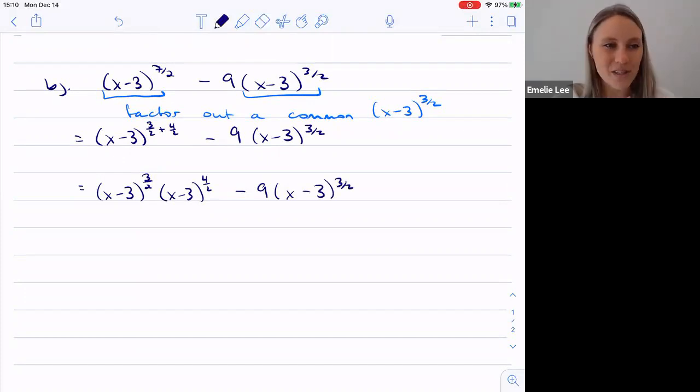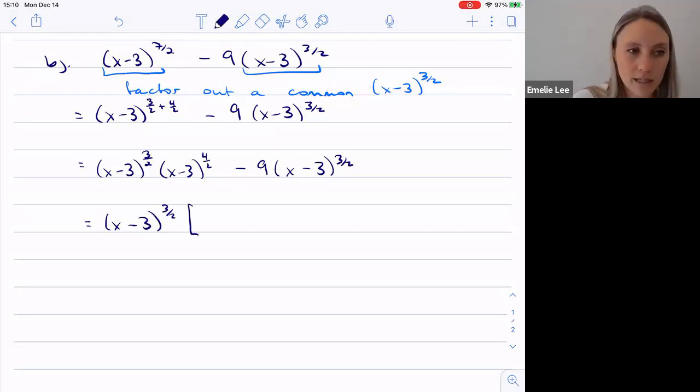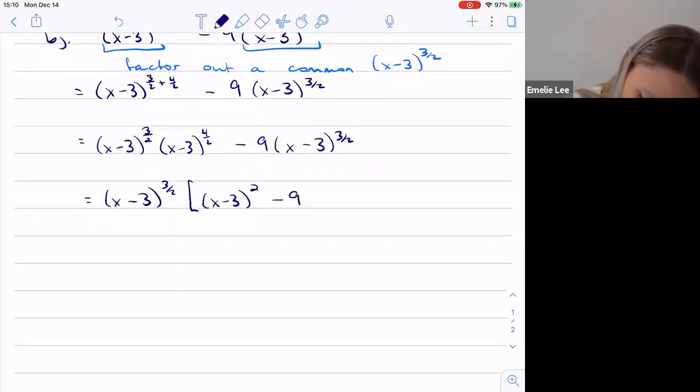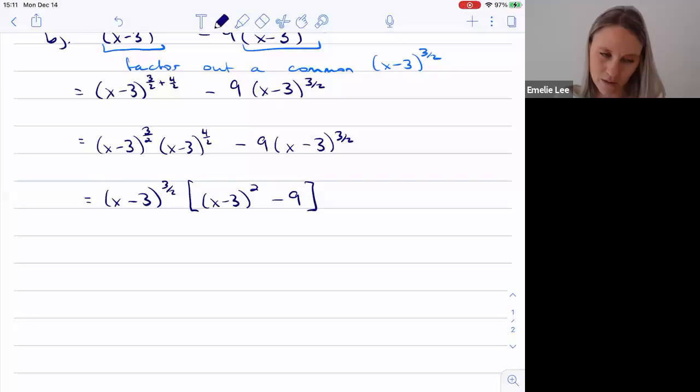Okay. So now I can pull out a common x minus 3 to the 3/2 outside, right? Because I've pulled it out from both of these terms. So this becomes x minus 3 to the 3 over 2, and then I'll put in big brackets, x minus 3, and now I'll write squared. 4 over 2 is just the power of 2, and then minus 9, right? Because I've already pulled out this x minus 3 to the 3 over 2. But don't forget that minus 9. That's a pretty common mistake that people make, okay?